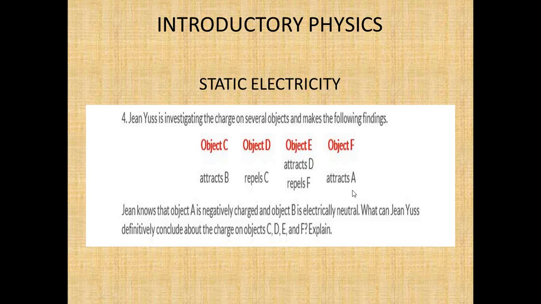Let's see. Okay. C repels D. A neutral object will never repel any object. So C is not neutral. Okay, C is not neutral.